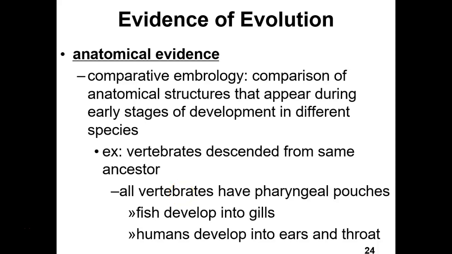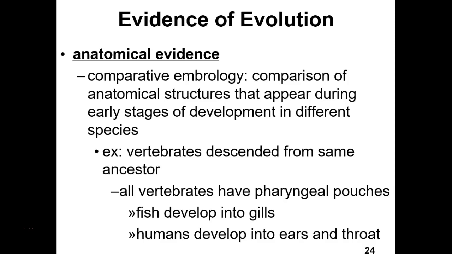Hello again. So we're still talking about anatomical evidence, and we're going to continue with comparative embryology, where we're looking at how the embryo forms and the structures that form within the embryo until the organism is fully developed. And so if you look, you can see that different species, different groups have different structures that are similar.